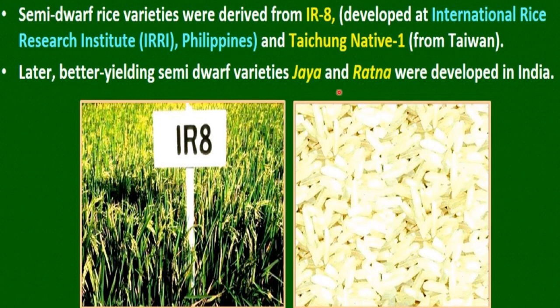These are examples of some other good rice varieties. These are later better yielding and semi-dwarf varieties like Jaya and Ratna. So Jaya and Ratna, both these are rice varieties, both you can say hybrid rice varieties. Both these were developed in India.